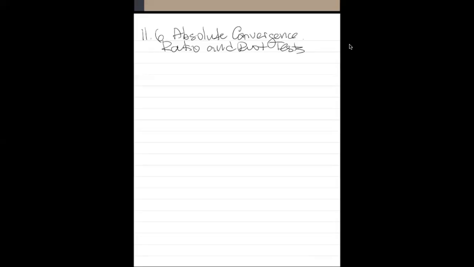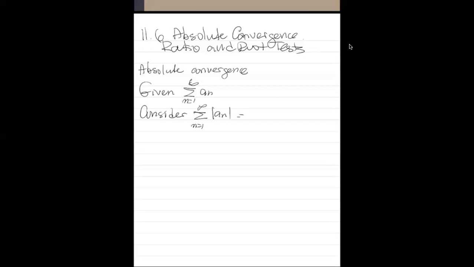11.6 Absolute convergence, ratio, and root tests. So first, let's talk about absolute convergence. So if a given series is sigma a sub n, we'll consider the series with the absolute value of a sub n, and that is the sum of the absolute value of the terms of the given series.